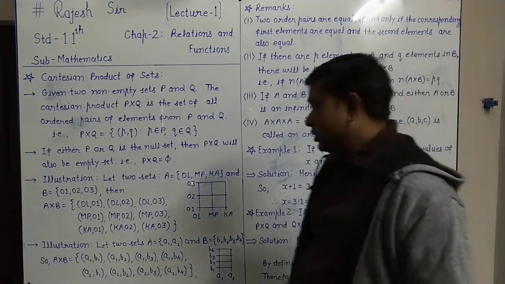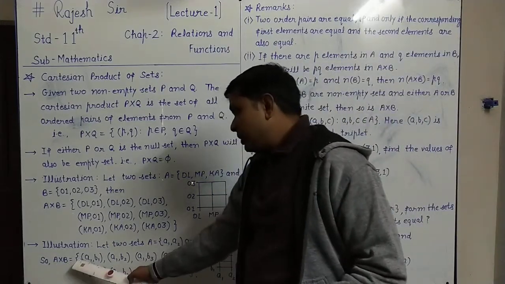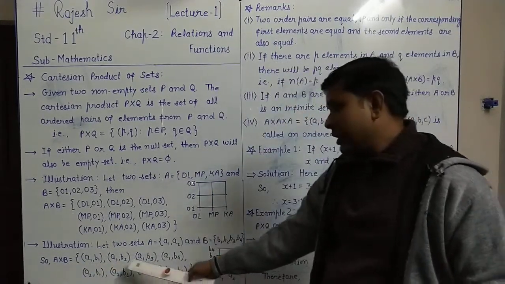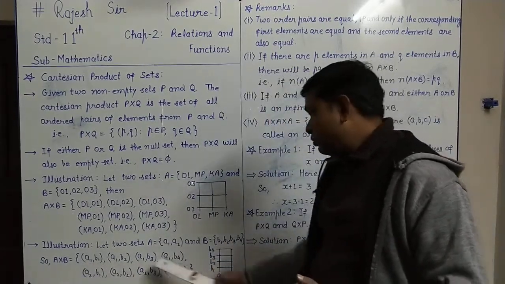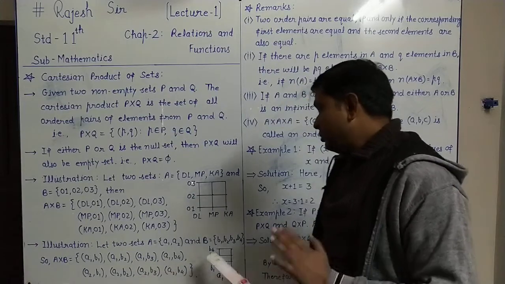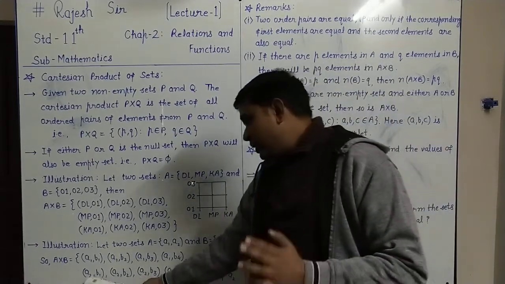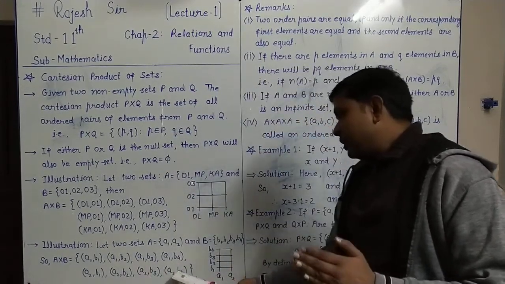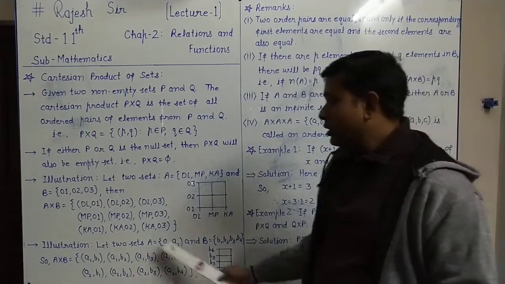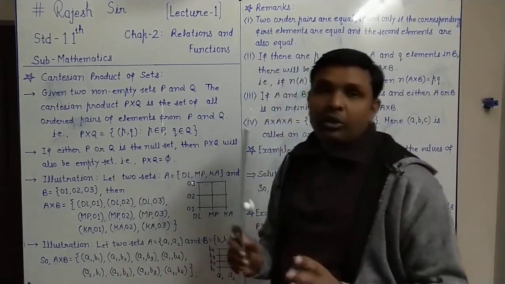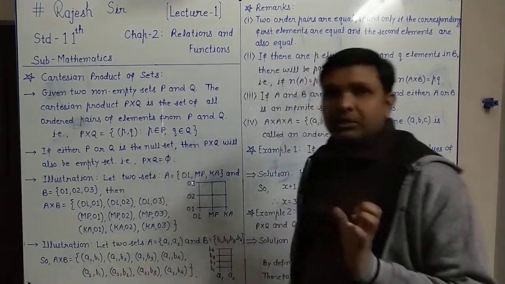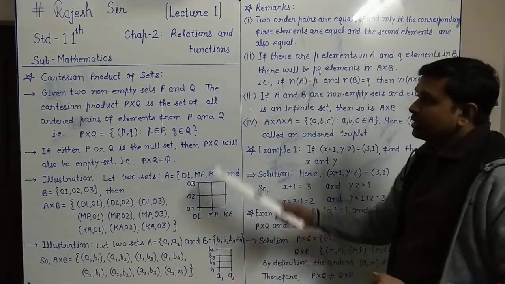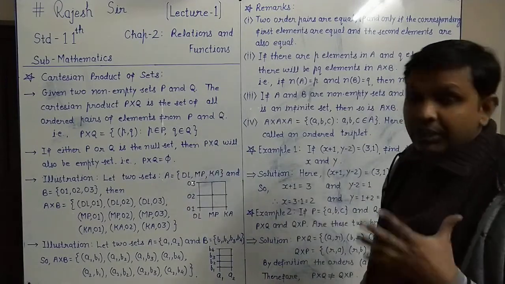This way all the ordered pairs we list in A cross B: (a1, b1), (a1, b2), (a1, b3), (a1, b4), and then from a2: (a2, b1), (a2, b2), (a2, b3), (a2, b4). This way the list of all ordered pairs from A and B shows A cross B. So this way we understood the Cartesian product, the definition, and the illustration.